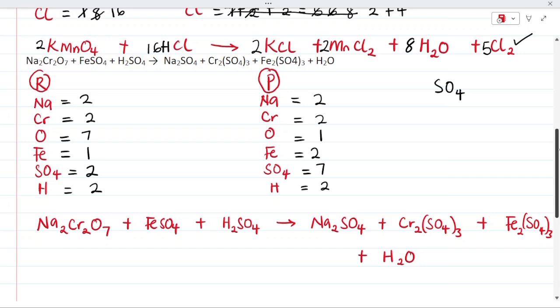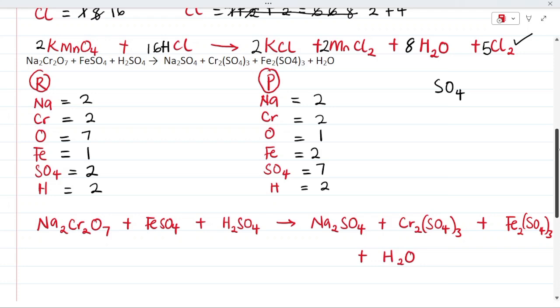So now we begin to balance. Sodium is balanced, chromium is balanced, we balance oxygen. Again, remember, anything that appears in more than one place on the same side, it is advisable to balance it last. So you can see SO4 appears in more than one place. SO4 appears in more than one place on the product side too. So we are going to balance that last.